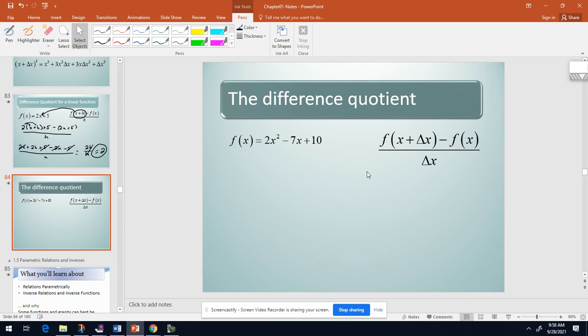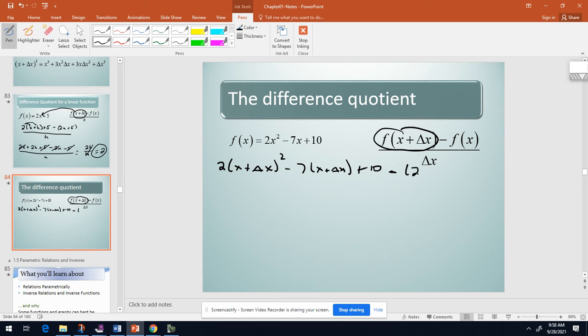Okay, so we're going to do the same thing here. We're going to do the difference quotient. We're going to go 2, and what am I plugging in for x? X plus delta x. I'm going to square it, minus 7 times x plus delta x, plus 10. That right here is this part so far. Then I'm going to subtract the whole thing, 2x squared minus 7x plus 10. I'm going to put this all over delta x.